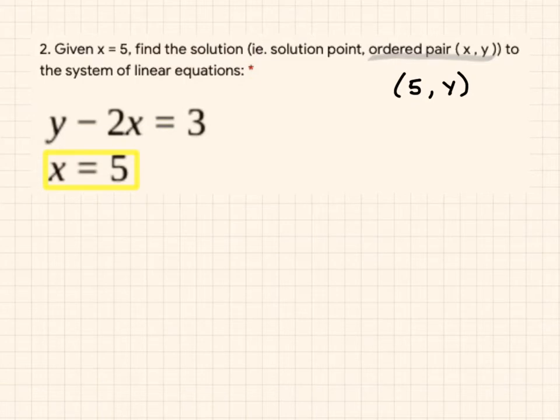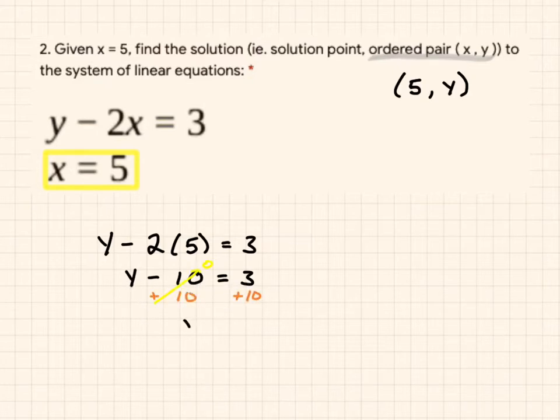And then what is the value of y? So I know that y minus 2 times x equals 3, so I can set that up because I know that x is 5. So 2 times 5 is 10. y minus 10 equals 3, so add 10 to both sides, end up with y equals 13. I can plug that in for y, and now I have my solution to the system of equations.